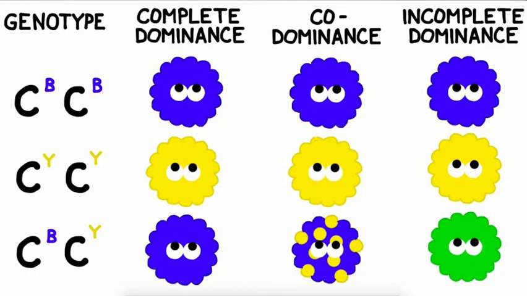If you have blue and yellow, it will look green. Codominance, on the other hand, means that you actually see both traits still popping up. If you have blue and yellow, rather than seeing something that is green, you will see something that has blue and yellow spots. So incomplete, the things mix together. Codominant, they just both show up next to each other.